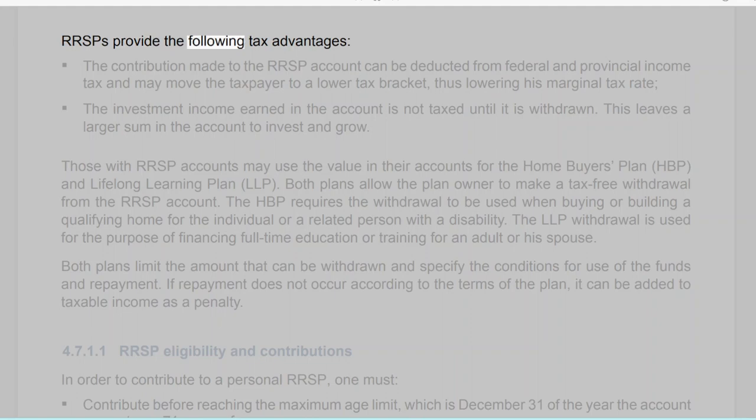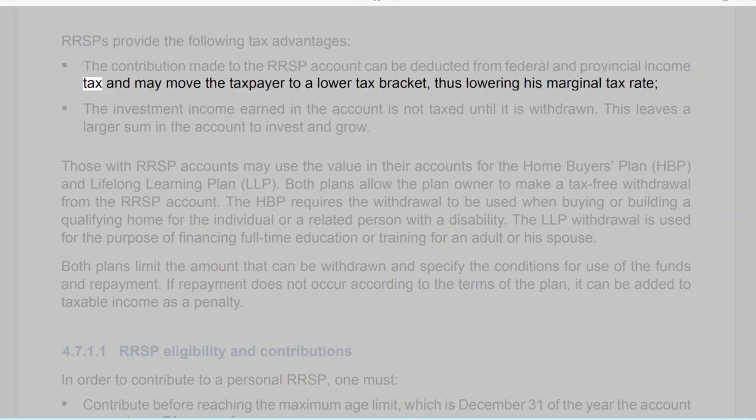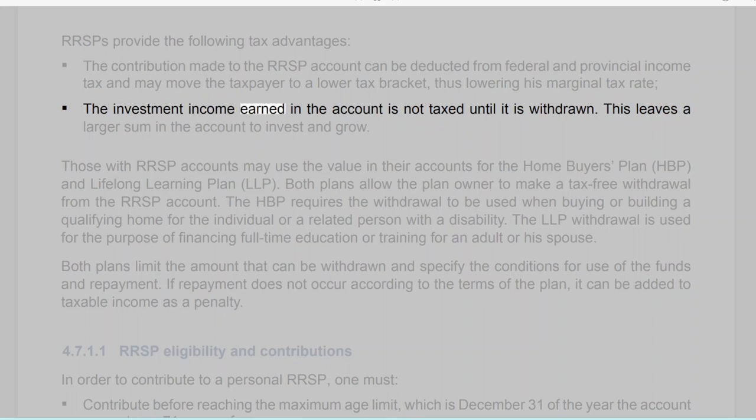RRSPs provide the following tax advantages. First, the contribution made to the RRSP account can be deducted from federal and provincial income tax and may move the taxpayer to a lower tax bracket, thus lowering his marginal tax rate. Second, the investment income earned in the account is not taxed until it is withdrawn. This leaves a larger sum in the account to invest and grow.